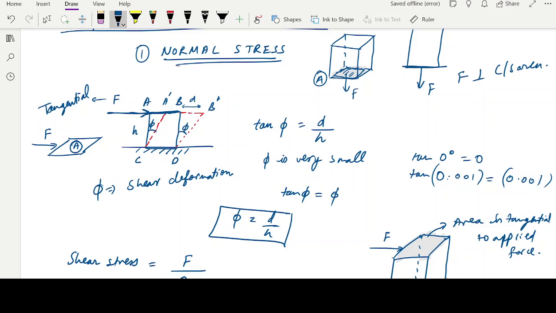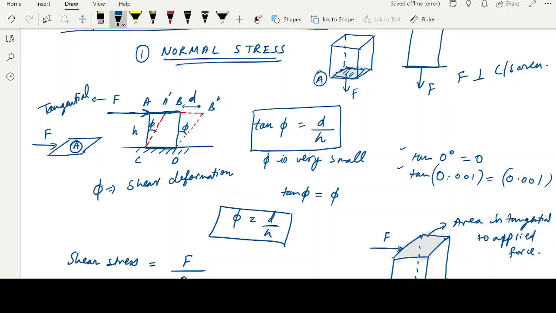Okay, shear deformation, and the stress acting here is known as shear stress or the tangential stress. The shear deformation can be quantified as tan phi equals d by h, and when phi is very small, you know that tan phi can be approximated as phi. So phi is d by h.